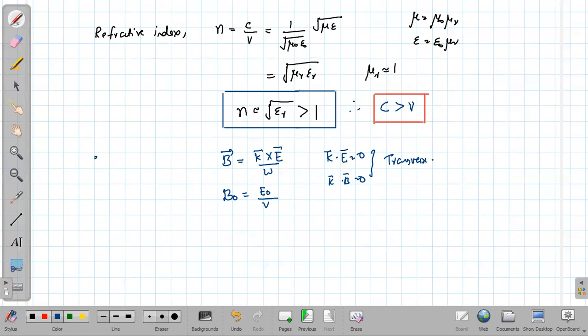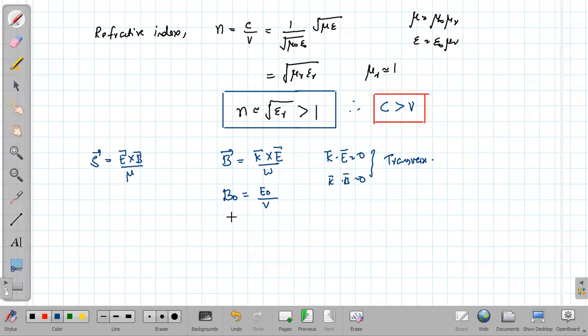And what about the Poynting vector? The Poynting vector is usually written as E cross B by mu 0. So here we have to write E cross B by mu. So these kind of small changes would be there. Otherwise, it obeys all the properties and all the behavior of the normal electromagnetic wave in vacuum. We have to just replace mu 0 with mu, epsilon 0 with epsilon, and c with v.